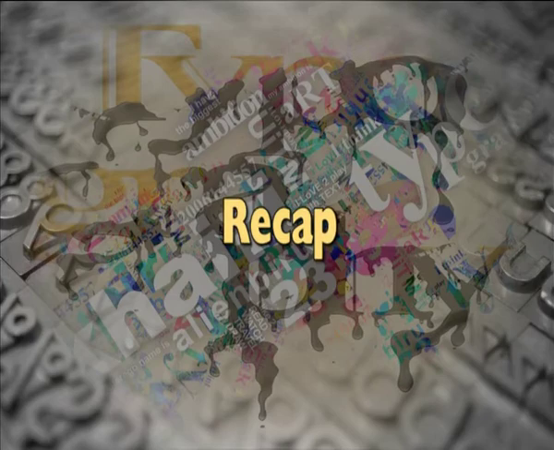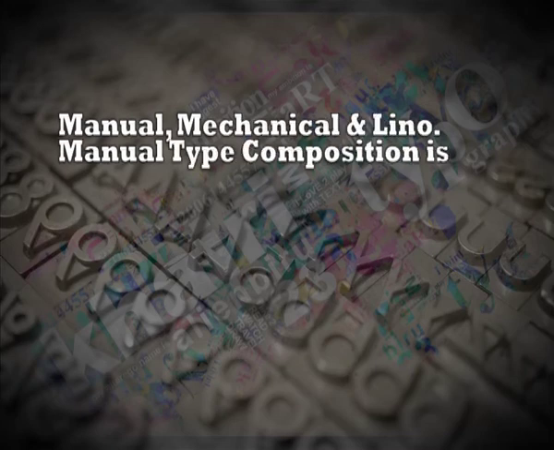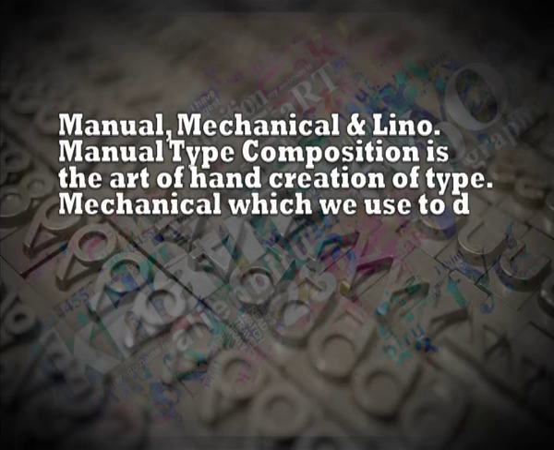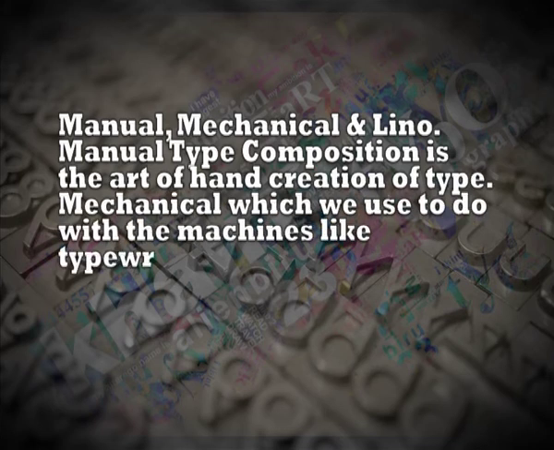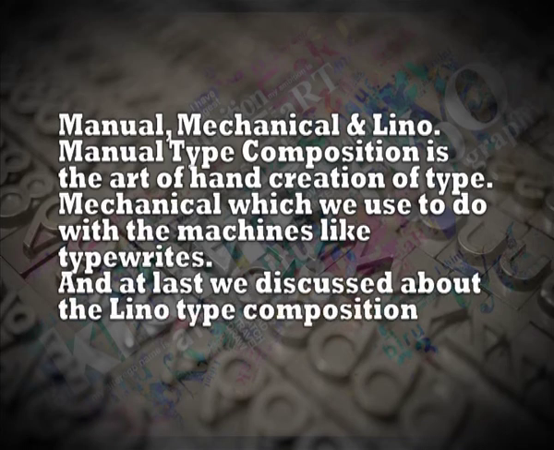Recap. In this episode, we discussed the type and its compositions. We discussed the history of typography and its compositions. Also, we discussed the different type compositions like manual, mechanical, and Linotype. Manual type composition is the art of hand creation of type. Mechanical, which we use to do the mechanics like typewriters. And at last, we discussed the Linotype compositions.